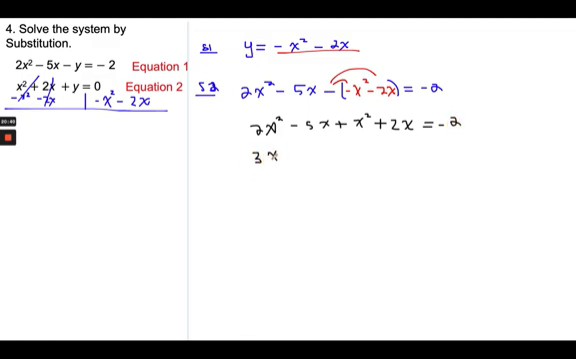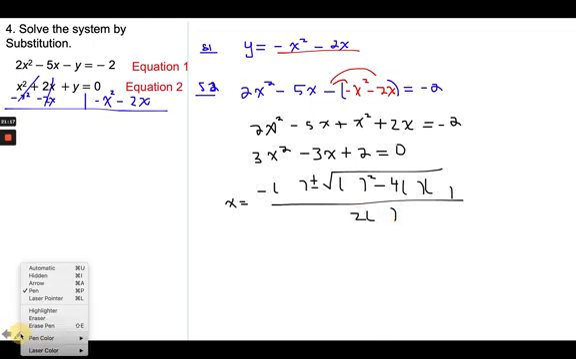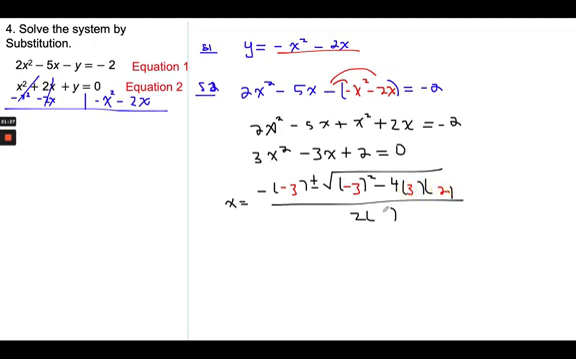So I get 3x squared minus, combining like terms, that would be 3x. You know what I'm going to do? I'm going to move the negative 2 over. So I'm going to have plus 2 is equal to 0. After that, I'm going to use the quadratic formula. So x is equal to negative b plus or minus the square root of b squared minus 4ac, all over 2a. And you guys can go ahead and substitute the values. That's negative 3, that's 3, 2, 3. So x is equal to positive 3 plus or minus the square root of, negative 3 quantity squared is 9, 9 minus 12 times 2, which is 24. 9 minus 24 is negative 15, over 6.